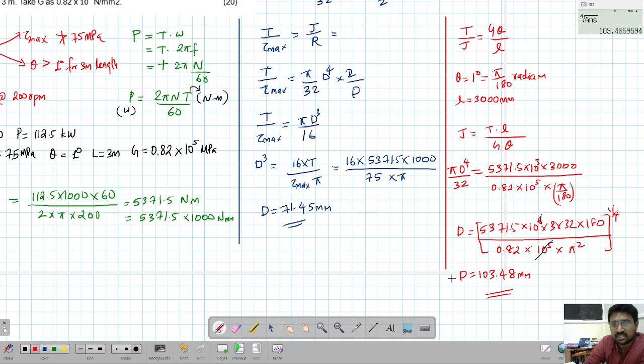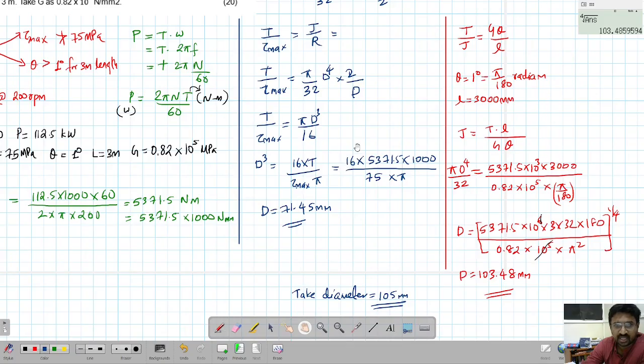So we have to check this. From these two, the diameter you have to consider is the larger one. On a round figure, take diameter equal to 105 mm. So this is the solution and final answer.